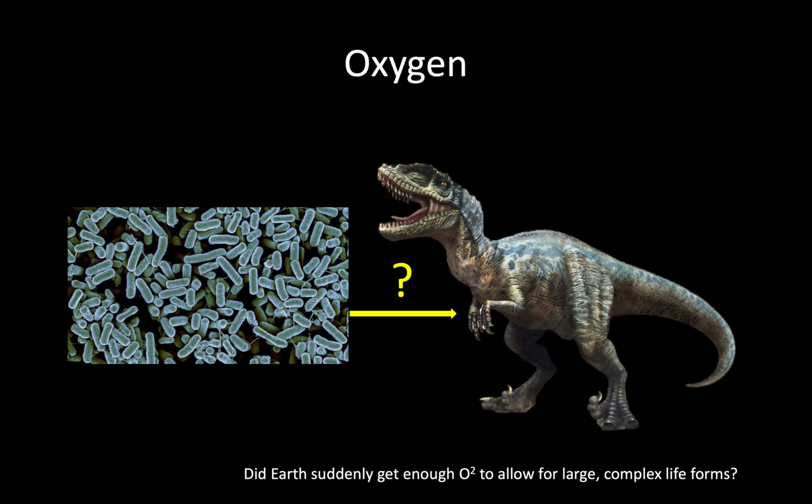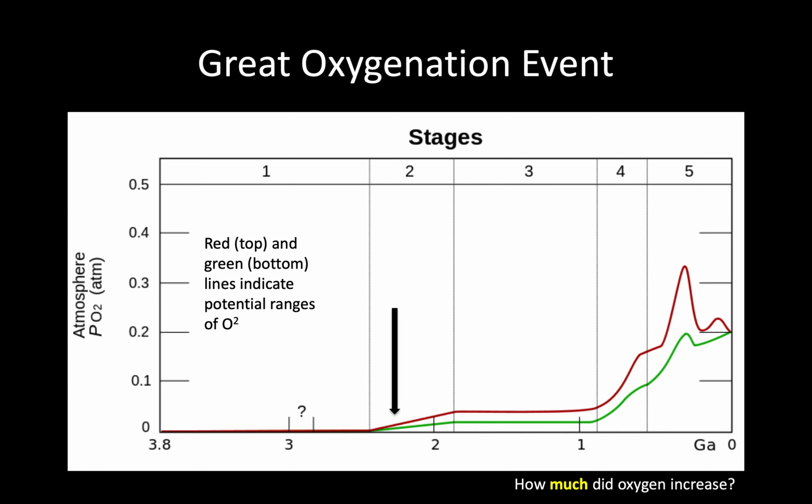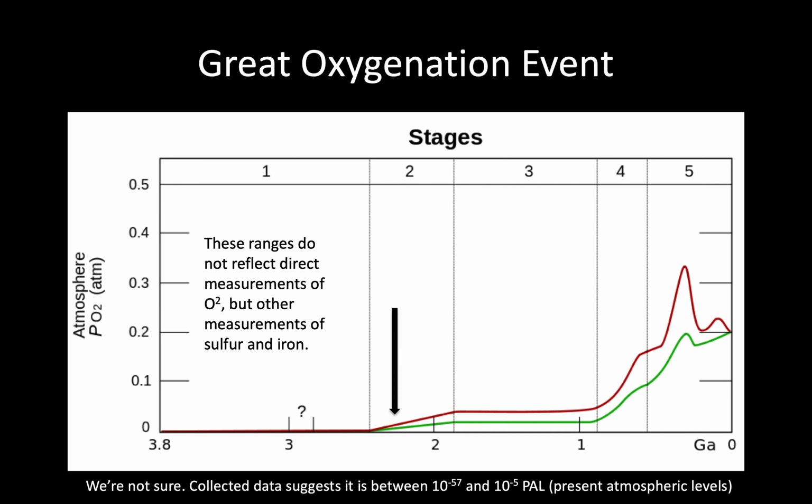So again, this doesn't mean we went from just bacteria to T-Rex levels of oxygen here. This isn't how it worked. Oxygen was a very slow increase. Okay, so it didn't really increase that much. Now, I can't give you a numerical amount of how much it increased. We have a pretty wide spectrum of measurements here.